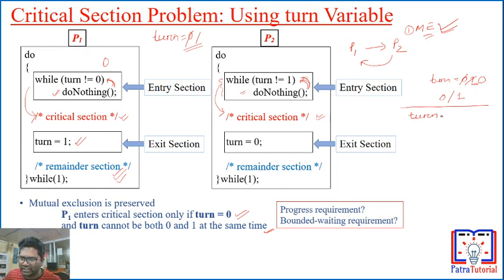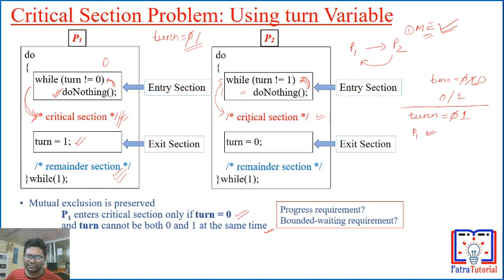Initially turn equals 0, and now P1 is trying to enter into the critical section. P1 will check the while loop: while turn is not equal to 0. But it is 0, so the condition is not satisfied, and it will not execute this part. It will go to the critical section. P1 executes in the critical section, then comes out of it. While coming out, it changes the value of turn to 1. Now the value of turn is 1, and P1 has completed its execution.